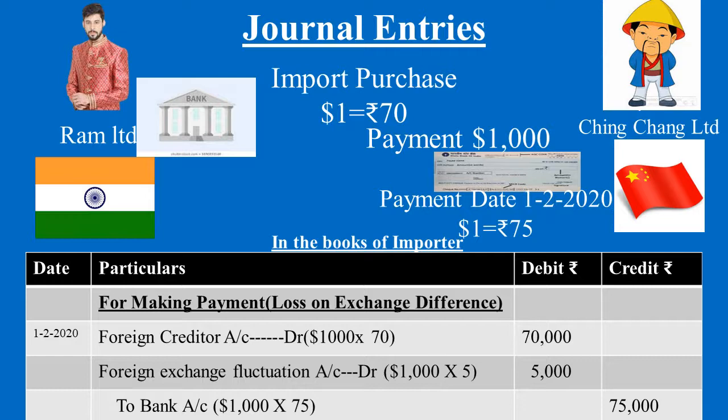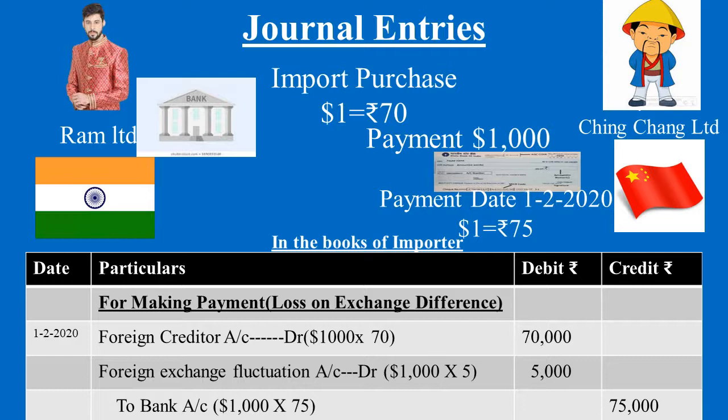How many dollars are paid? $1,000 are paid. So $1,000 multiplied by, for the foreign creditor we have to multiply by the actual rate of import purchase. The actual rate of import purchase is 70. So 1,000 into 70 comes to 70,000. Now payment is made at the rate of 75. That means 5 rupees is paid extra. So this 5 rupees is a loss for the importer.